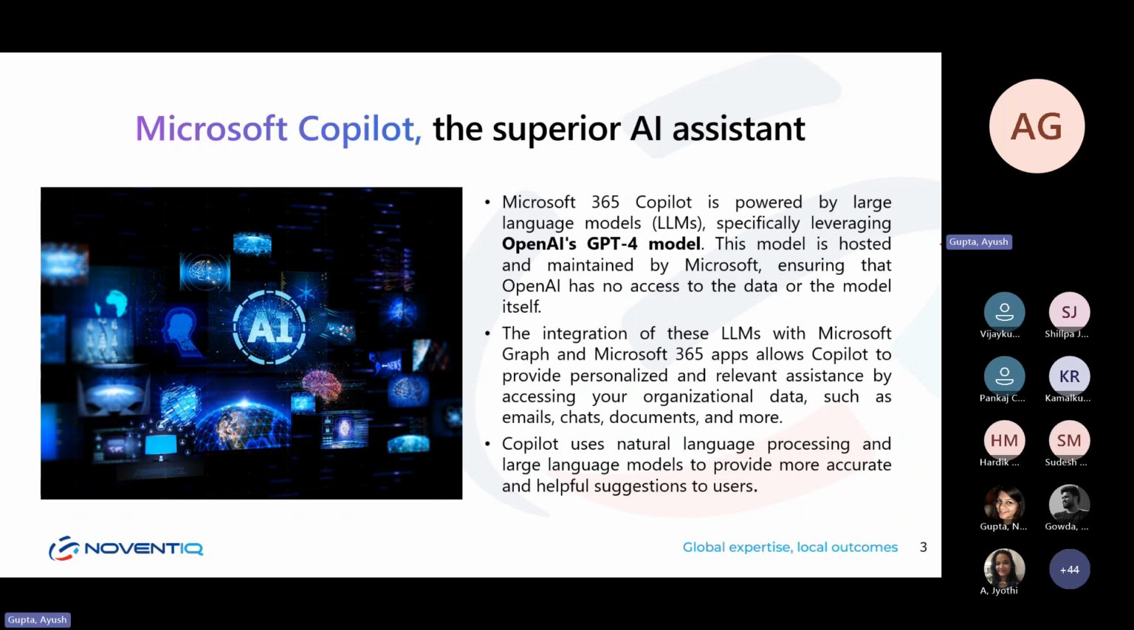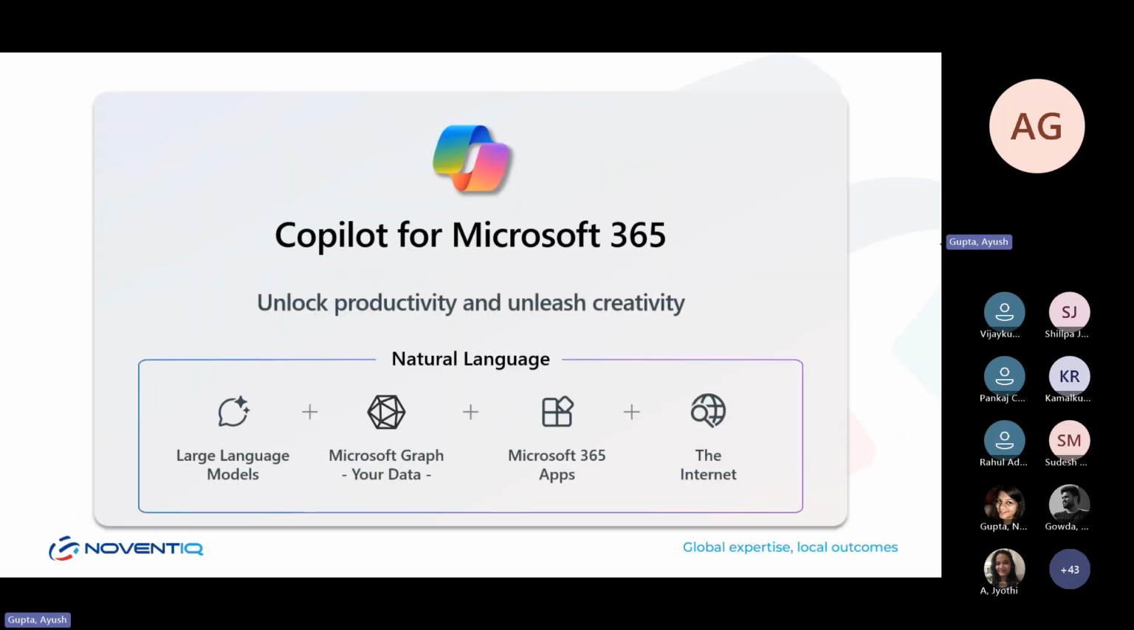Going to the next slide, one of the important slides: the components of Microsoft Copilot. There are four major components. The first, which we have talked about, is the LLM models, powered by the OpenAI GPT-4 model, managed by Microsoft. The second is the Microsoft data, your data, Microsoft Graph, whatever data you have on your tenant, and it will work with that data as well.